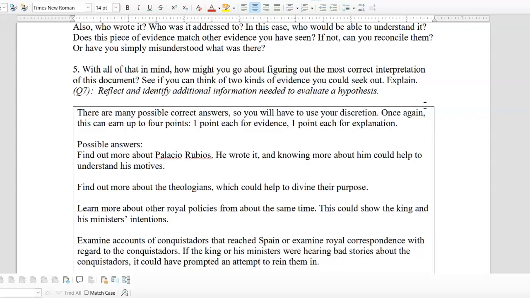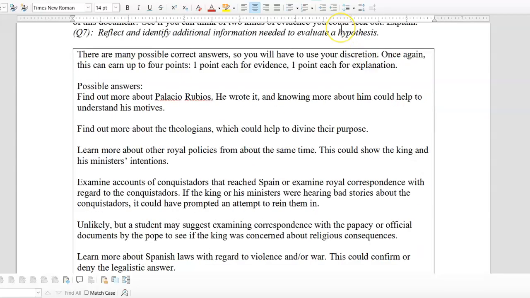I mean, there are a lot of different potential things out there, and this is a potential list of them. Looking at Palacio Rubio's, looking at the theologians, looking at the king and his ministers and what they were hoping to accomplish, looking at the conquistadors who are reading this and what they're thinking.